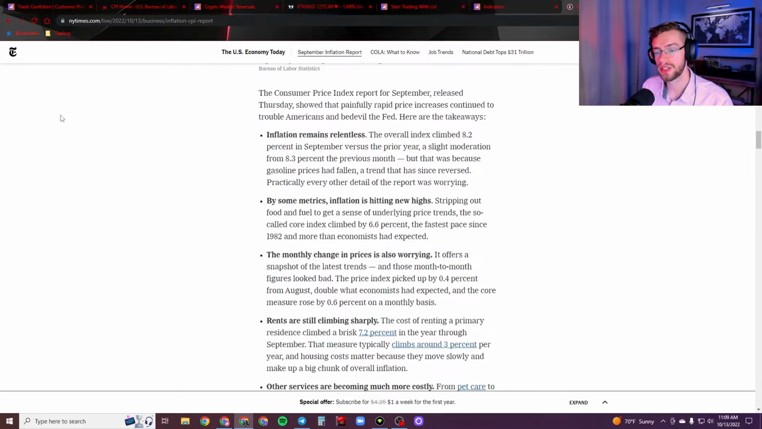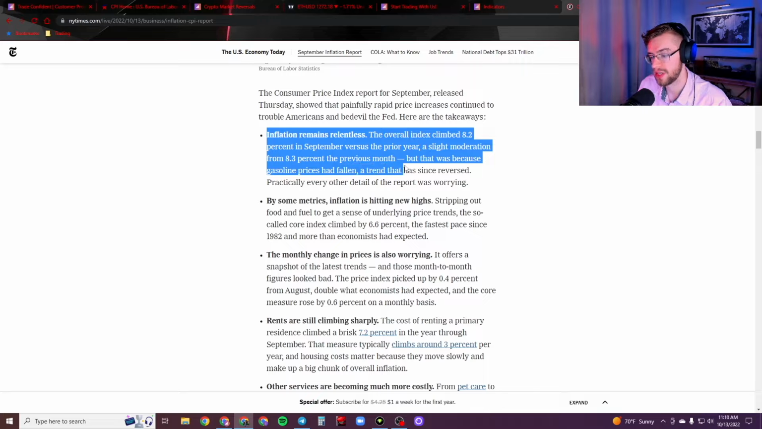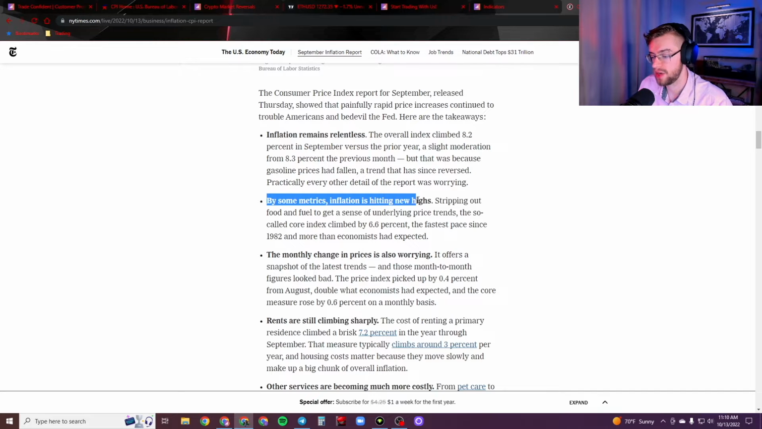So I'm on the New York Times. This is the article they released. It's kind of towards the bottom and I will put the link in the description for this article, but we're skipping to the bottom. This shows the key things to pay attention to. Inflation remains relentless. The overall index climbed 8.2% in September versus the prior year, a slight moderation from 8.3% the previous month. But that was because gasoline prices had fallen, a trend that has since reversed. Practically every other detail of the report was worrying. By some metrics, inflation is hitting new highs. This is the 40-year high I was talking about.